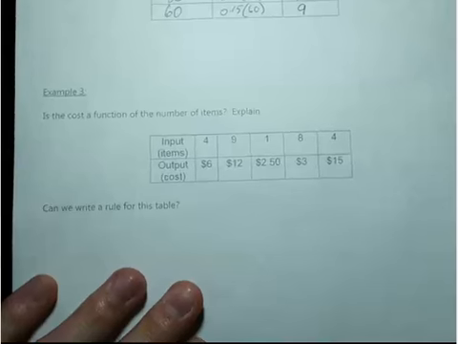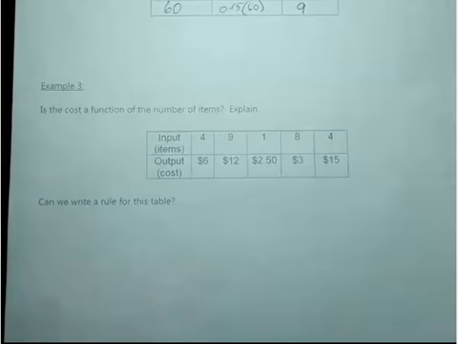If you move down to example 3, the question asks, is the cost a function of the number of items? Explain. So it's really saying, is this a function? You should be able to see pretty quickly that this is not a function.